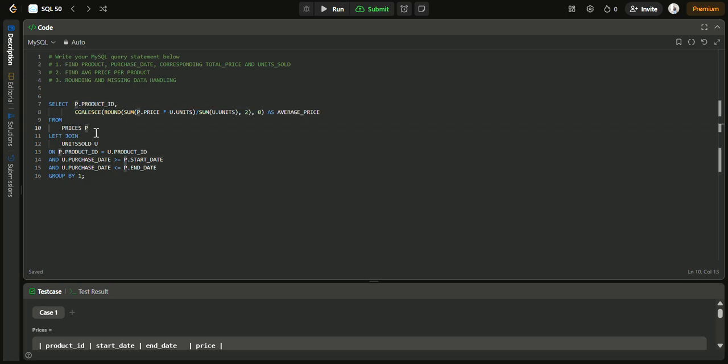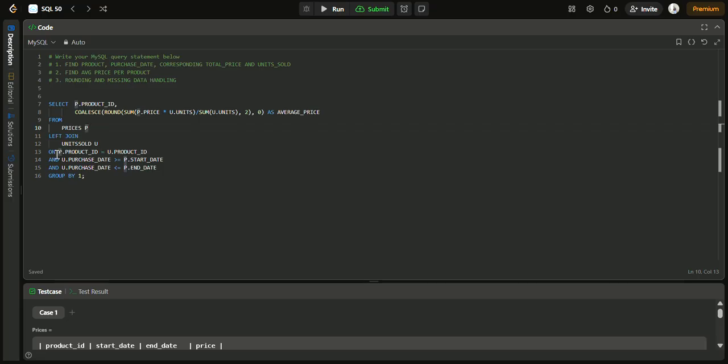Note that we are keeping prices on the left side and units sold on the right side, and we are doing a left join because prices have all unique or distinct products. Units sold doesn't have all the products because some of the products may or may not have been sold at all. So for such cases, we will not have those products in this units sold table. That's why we need to have prices table on the left and do a left join to make sure we are getting all the unique products.